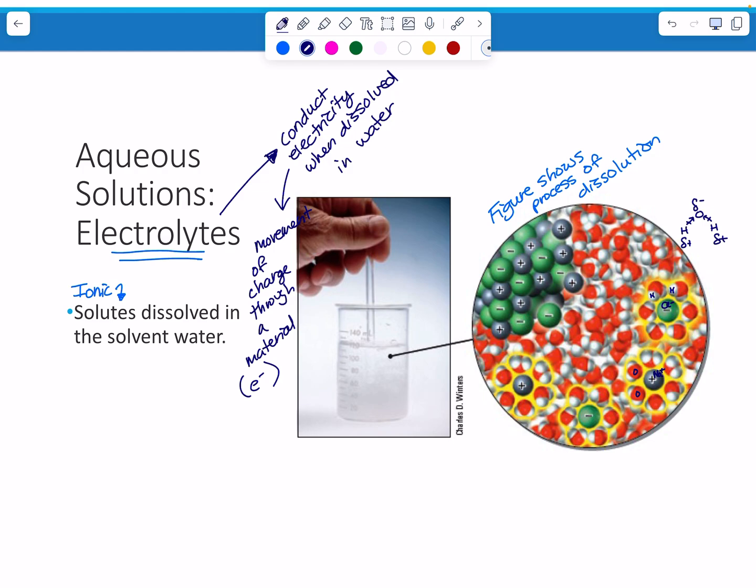So it has ions like this that can help move actual charges, move electrons through the solution. And especially if you're in the bathtub and you put bath salts in, now you've made it a solution that's really good at conducting electricity. So electrolytes are going to be solutes that, when they dissolve in water, can help it conduct electricity.